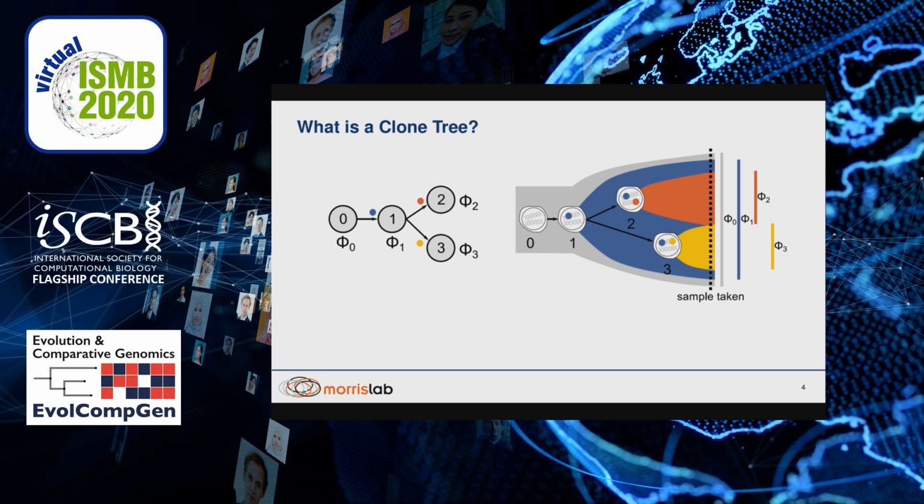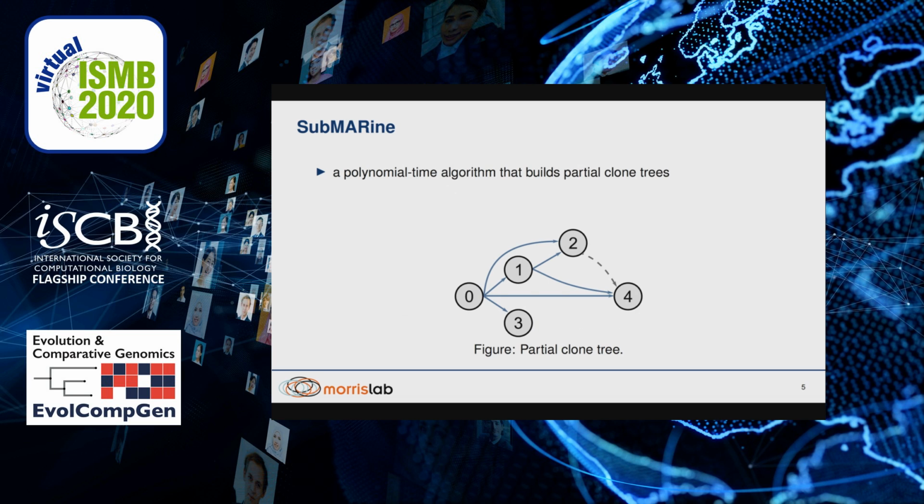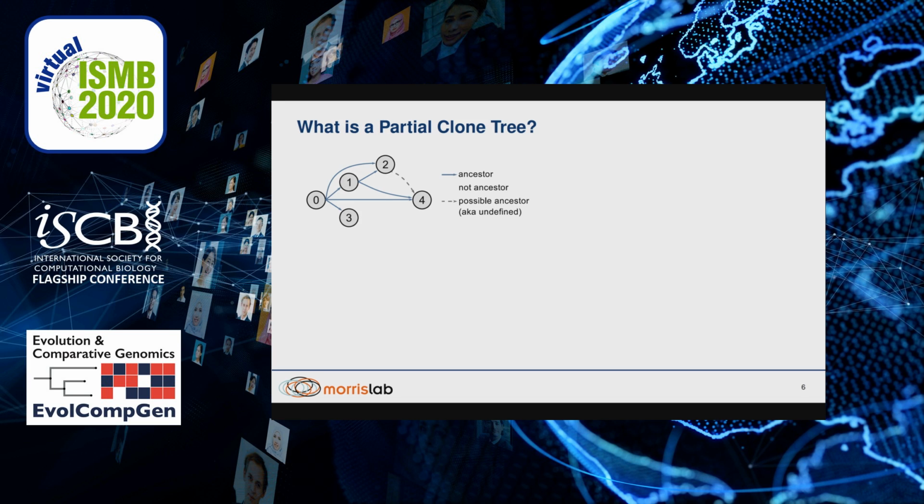Given a subclonal frequency matrix phi, there exist two key challenges. The first challenge is scaling algorithms to a large number of subclones, and the second challenge is efficiently representing uncertainty in a reconstruction. In order to address these two challenges, we've developed SubMARine, a polynomial-time algorithm that builds partial clone trees. The notion of a partial clone tree is a main contribution of our work.